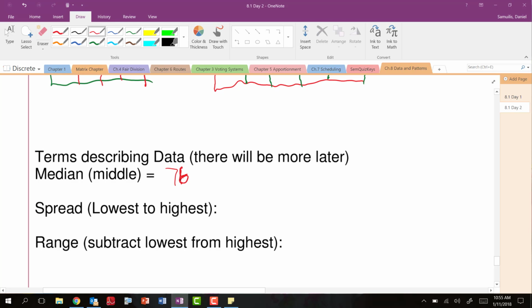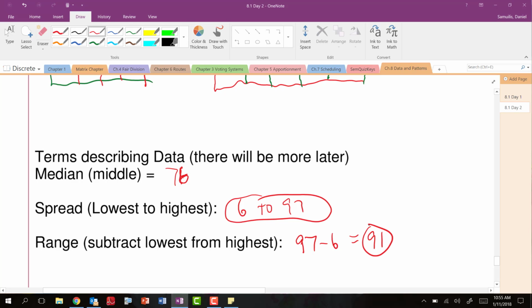Okay, then what's the spread? The spread is what is the lowest number to what is the highest number, and that's it. No math to be done, it's just a list. The spread of this data starts from 6 and ends at 97. That's the spread. The range, though, is the difference of highest minus lowest. There's 91 numbers covered from 6 to 97. Not that every number is covered by the data, but that's what that means. Done. Okay, there you go. Have fun.